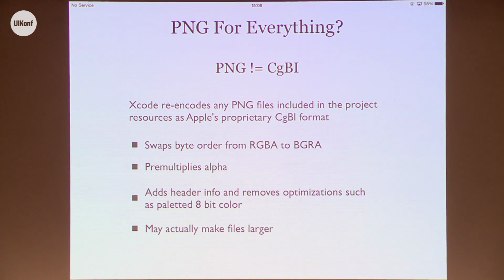But what do they mean by optimization? Well, what they're really doing is they're swapping the byte order of the colors, and they're pre-multiplying the alpha. And they convert any kind of weird PNG formats like 8-bit paletted back into 32-bit. The reason they do that is because it improves the decoding performance. They're not doing it to reduce the file size. And in fact, some of the changes they make to the files may actually make them larger. It is possible to disable this optimization. I wouldn't necessarily recommend it.